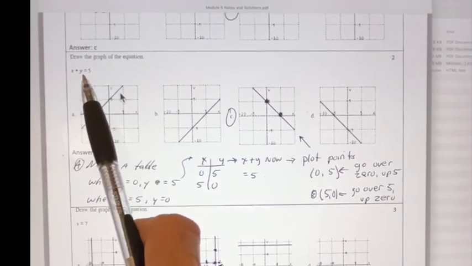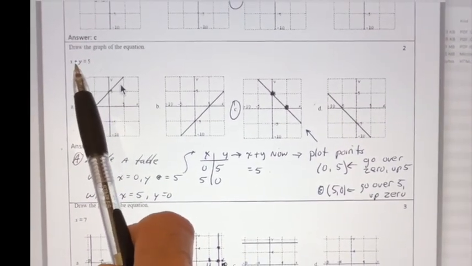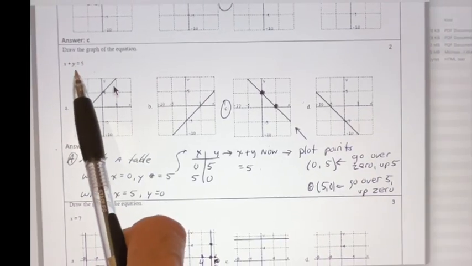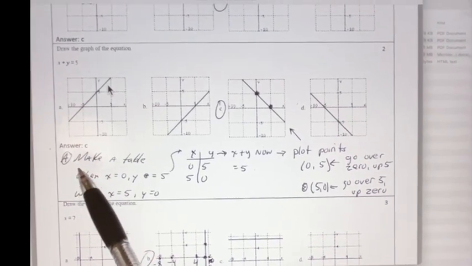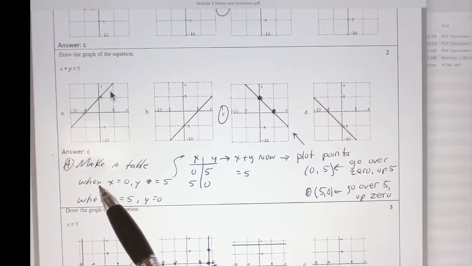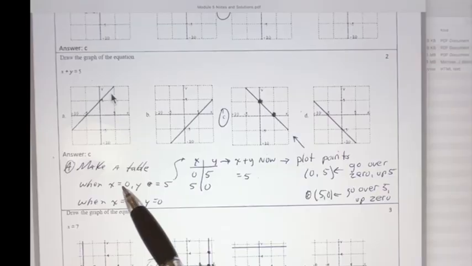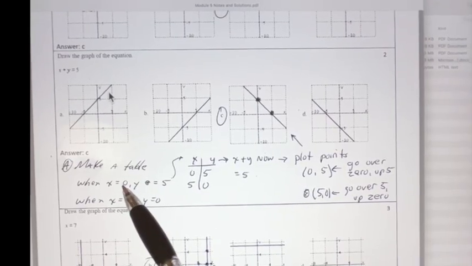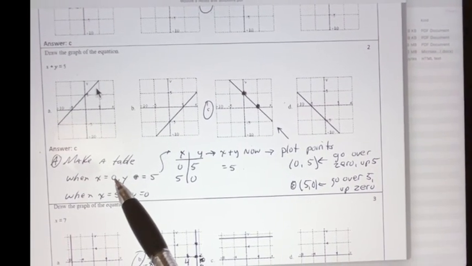This one can be tricky. X plus y equals 5. It looks innocent, but it can be tricky. So I give you a strategy here. Make a table. Pick x when x equals 0. Plug that into the equation.